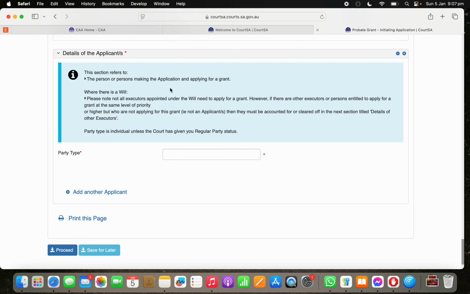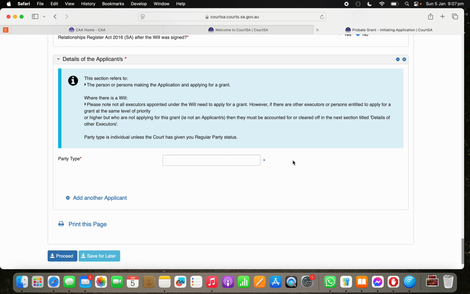Now, details of the applicants. This is either about your client if you are a lawyer, or if you're lodging as a personal applicant, this is about you. Quick note about the terminology regarding applicants and executors.